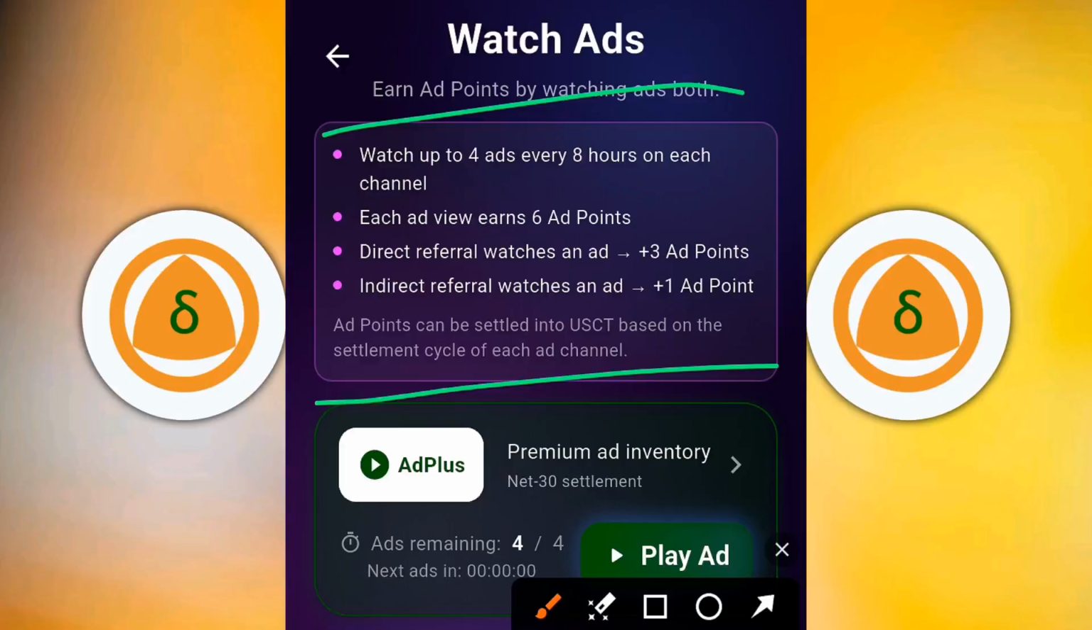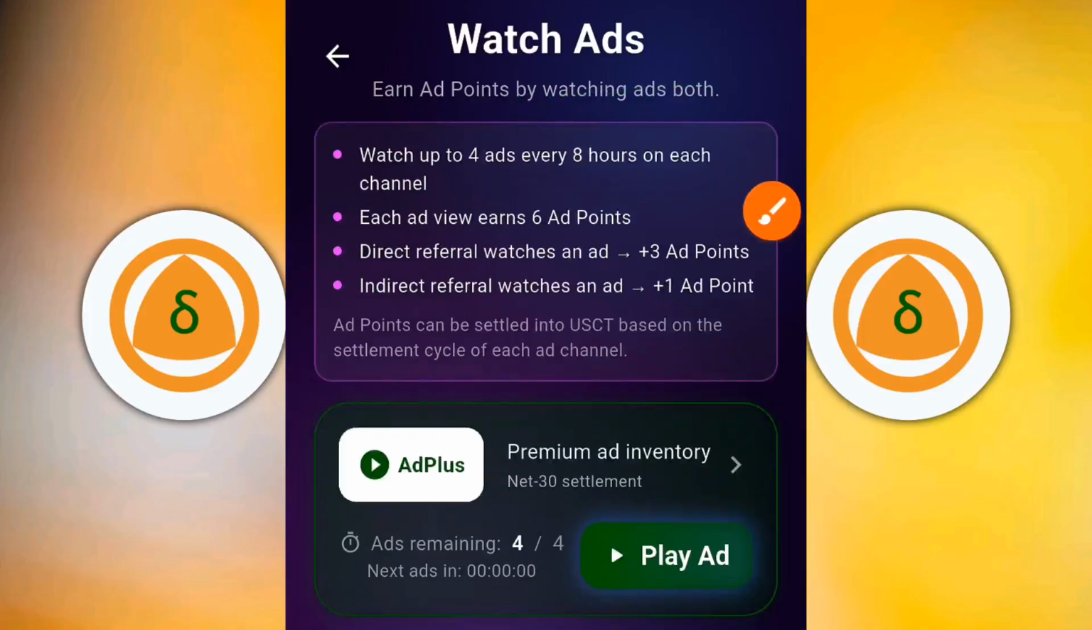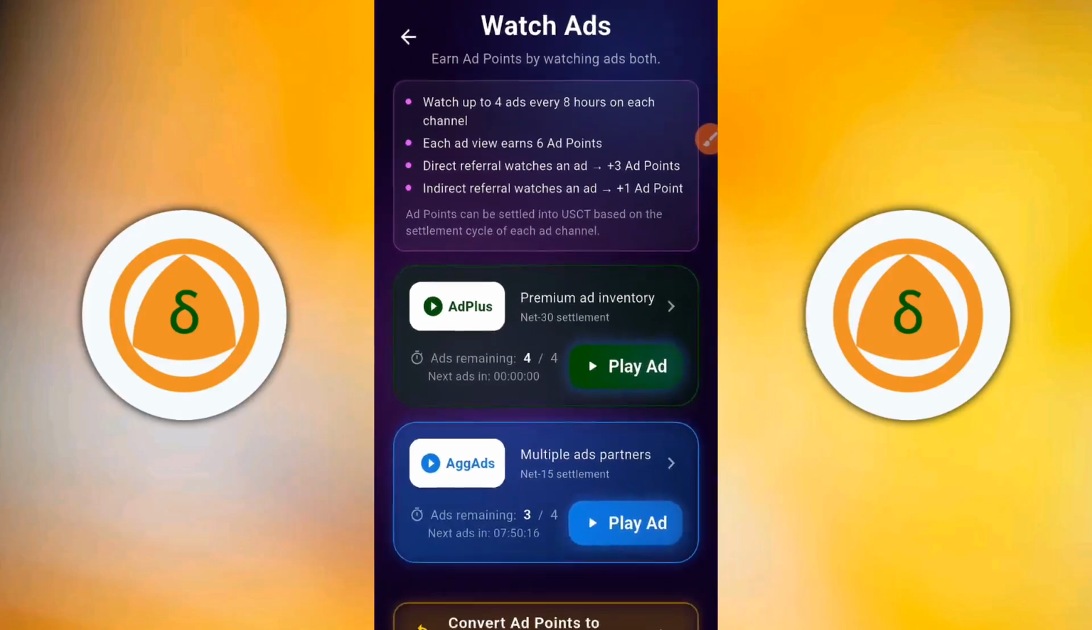Each ad you watch earns you 6 ad points. Now, when your direct referrals watch an ad, you get 3 ad points. What does direct referral mean? Direct referral is literally someone you invited to Delta network. The direct person you invited, one person you invited to Delta network. You could have invited thousands, but each person you invite is your direct referral.